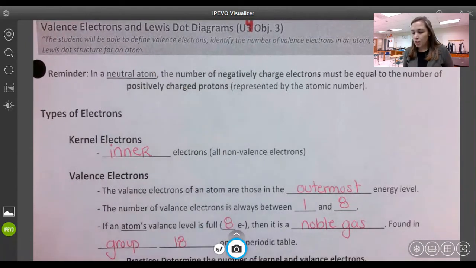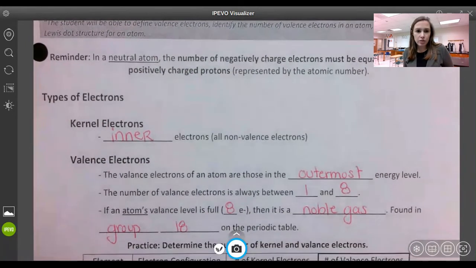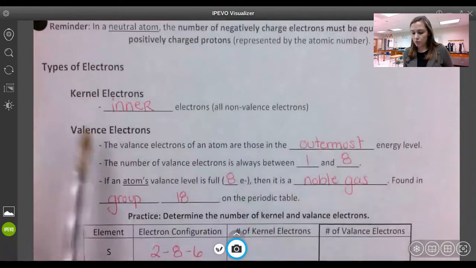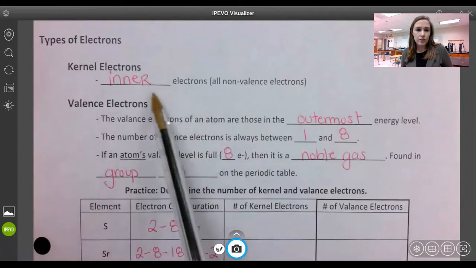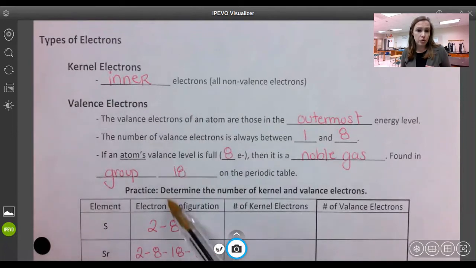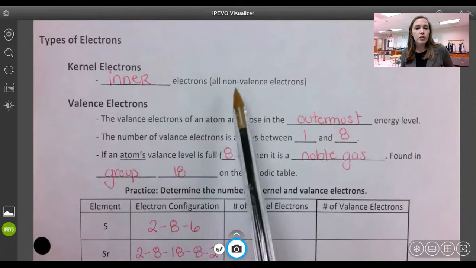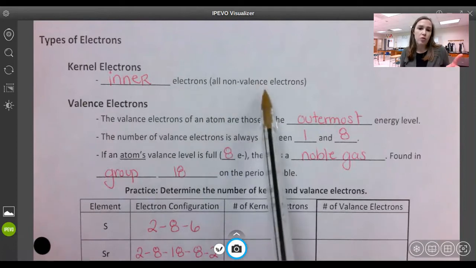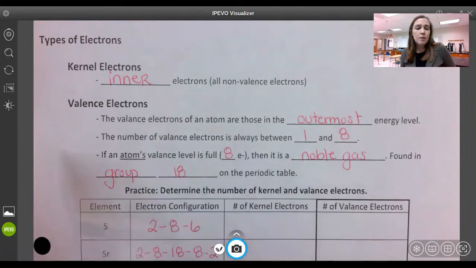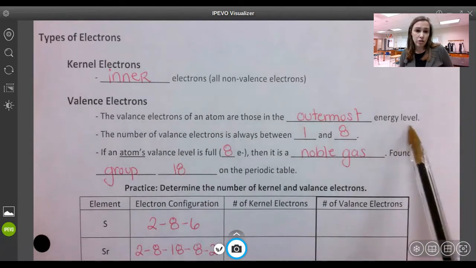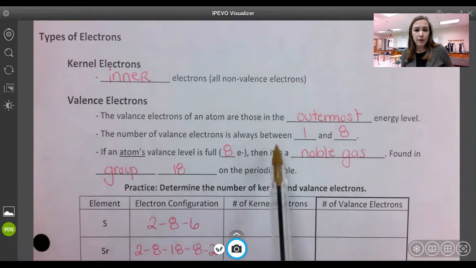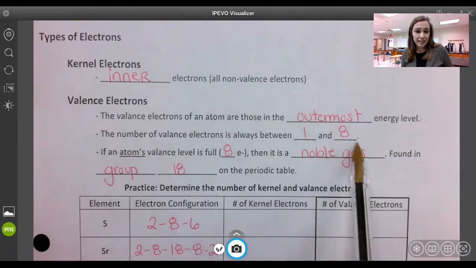So we're going to go a little bit deeper into our electrons and talk about the difference between a kernel electron and a valence electron. Kernel electrons are all the inner electrons, and we'll talk about some examples down here. So these are all the electrons except for our valence electrons. The valence electrons are only the electrons that are in the outermost energy level. So this number of valence electrons is always between 1 and 8.